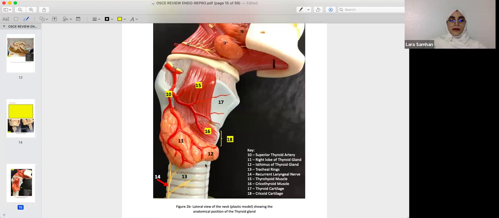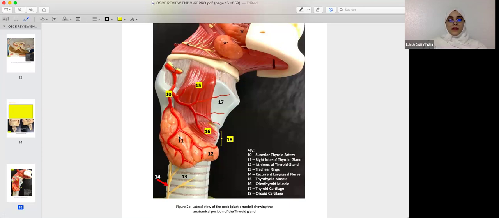As we said, behind the thyroid gland is the trachea. And as we can see here, those are the tracheal rings, which are basically cartilage. Then we have this nerve, which is the recurrent laryngeal nerve. This is the thyroid gland. What about this artery? Since it supplies the thyroid gland, it's going to have the same name. Number 10 is the superior thyroid artery. The superior thyroid artery will supply the thyroid gland.